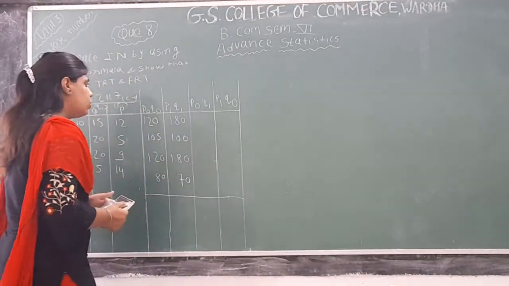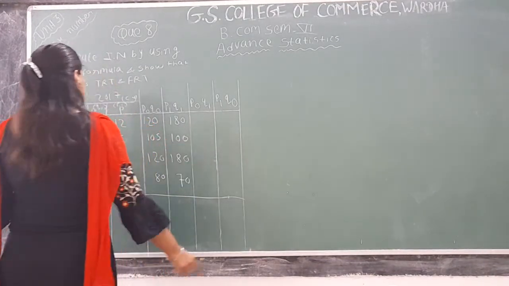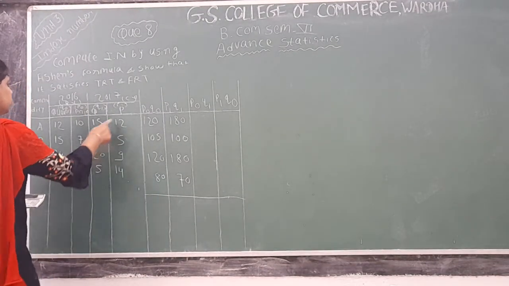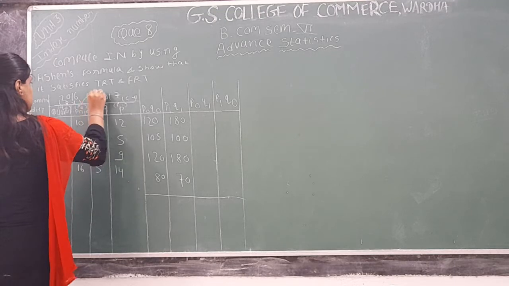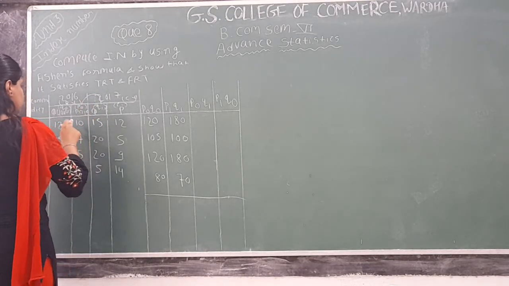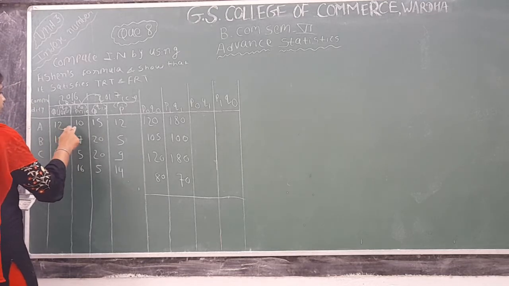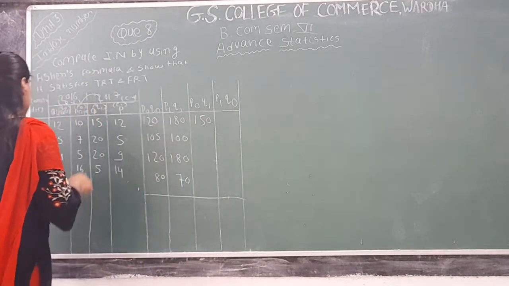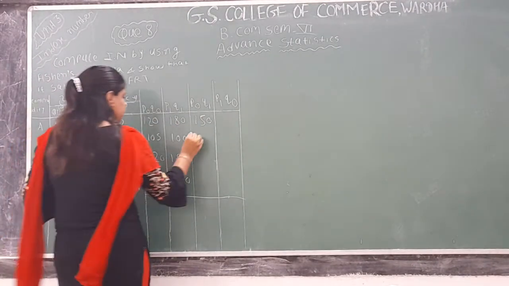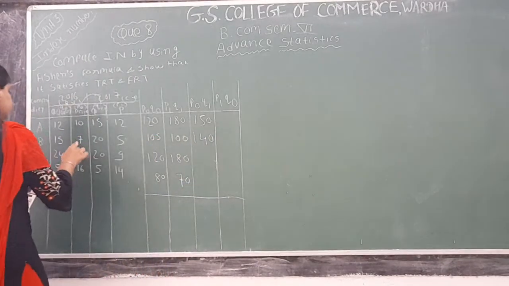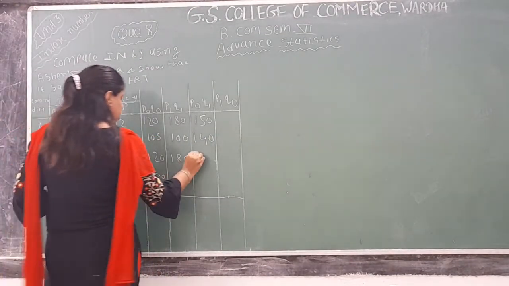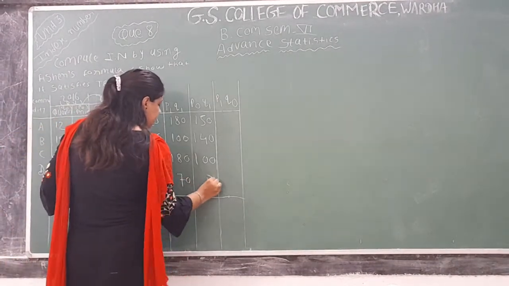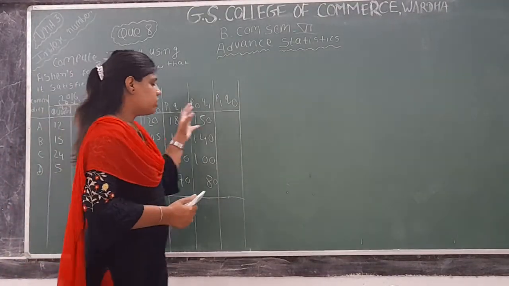Now we have to compute the value which needs to be put under P0Q1. P0Q1 means the product of prices of base year and quantity of current year. So here is P0 and here is Q1. For commodity A, it will be 10 into 15, 150. For commodity B, 7 into 20, 140. After that, C, 5 into 20, 100. After that, D, 16 into 5, 80. This way, we have computed the P0Q1 as well.